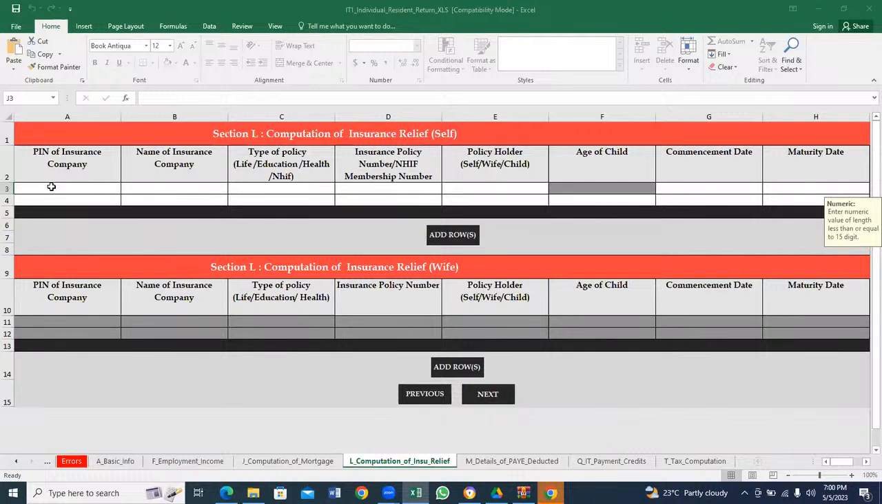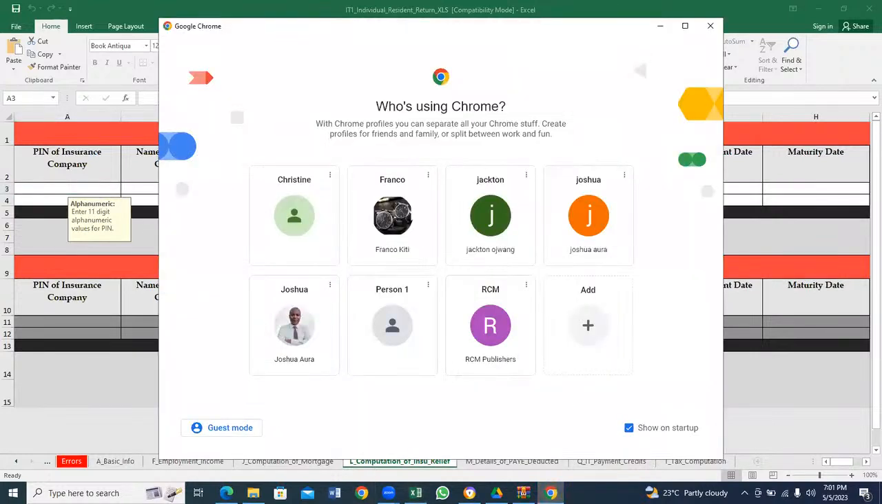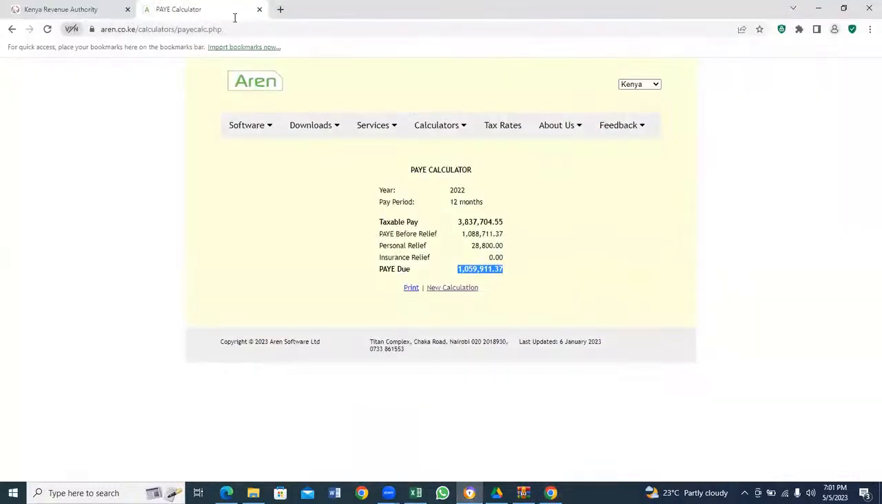So we come and declare what is the PIN of the insurance company. It is NHIF. So come here and pick the PIN of NHIF.